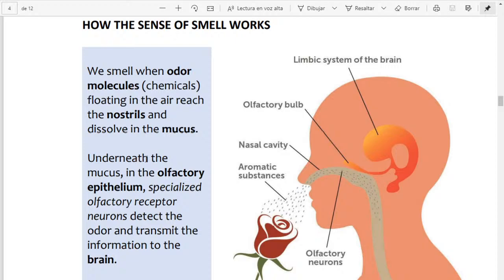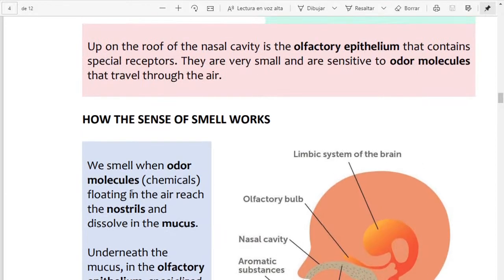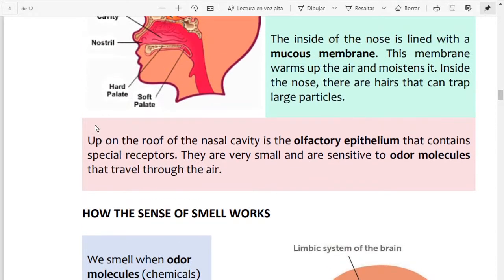Good. So underneath the mucus, in the olfactory epithelium, specialized olfactory receptor neurons detect the odor and transmit the information to the brain. Okay. So this is this part, and we're going to finish this class here.